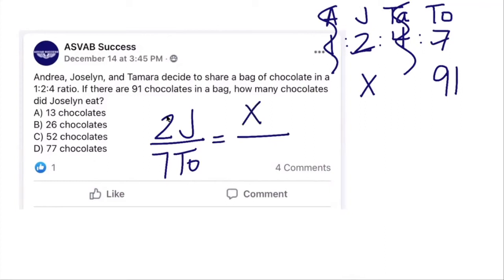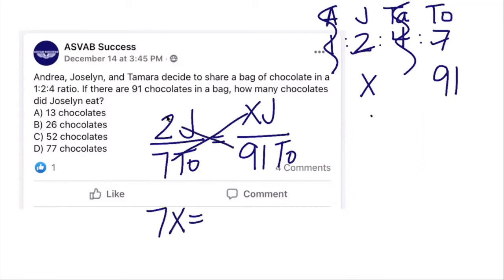We don't know how much Jocelyn eats, so we're going to call that X, but we know that there's 91 total. These letters, J's and T's that I put are just for us to make sure we're putting all the information in the correct place. You can basically ignore those after we're done putting stuff in the right place, okay? So we're going to ignore those, and now we're just going to do 7 times X is 7X.